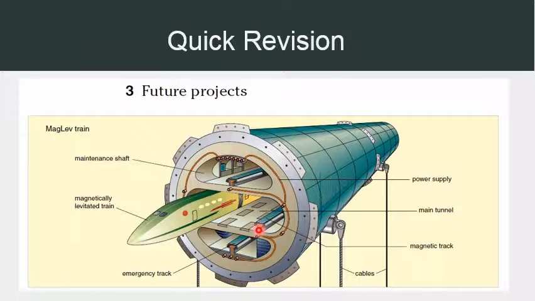And this is called emergency track. And this is called magnetic track. And this is main tunnel, and this is the power supply. And these two parts are called cables.